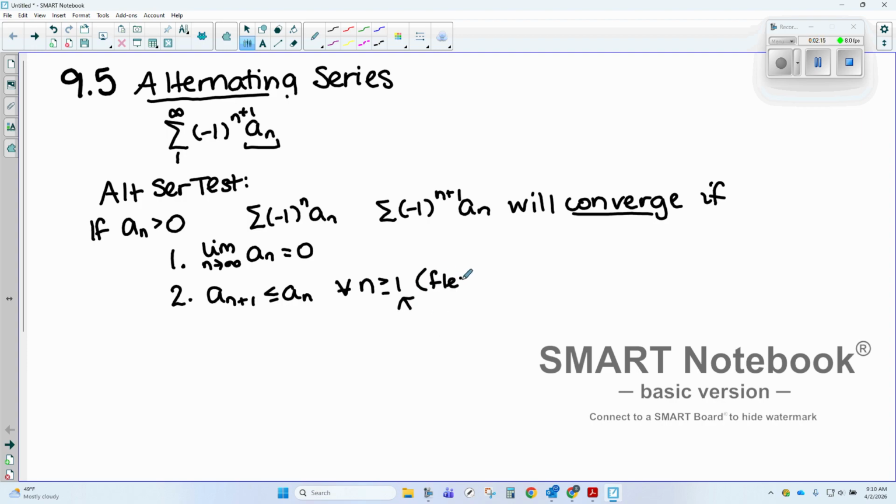that one is a little bit flexible. There are some problems in the book where maybe we have to start at 2 or 3. But again, from that point on, if everything is decreasing, and both of these conditions are met, then we'll say we know our alternating series converges. Now notice it does not say here that otherwise it diverges.